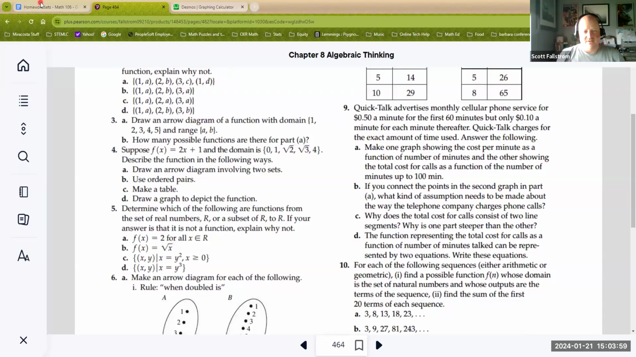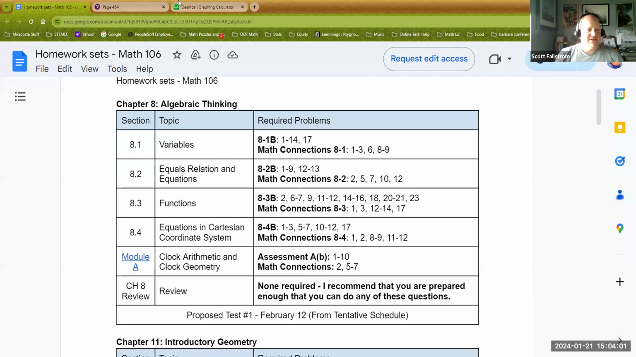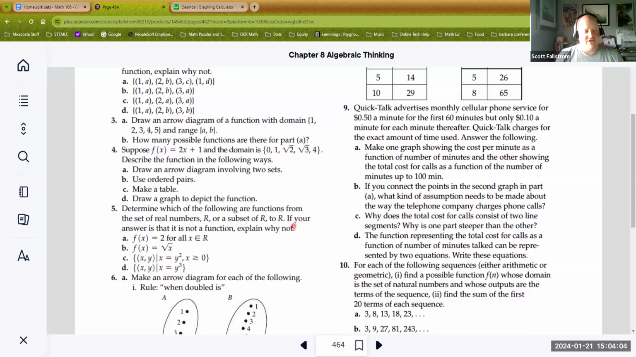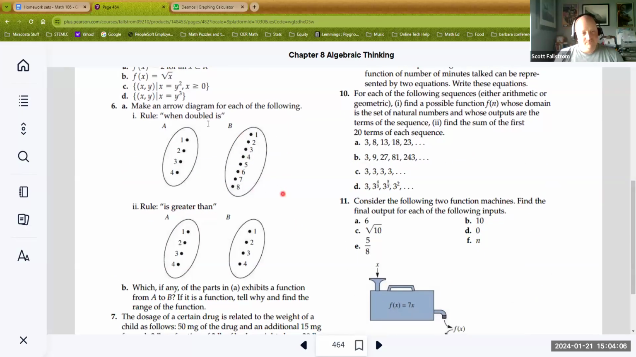Okay. Let's see, what did I say? 2, 6 to 7. Oh, I guess I skipped 3. Oh, that's a shame. Well, here probably because I had some of these.